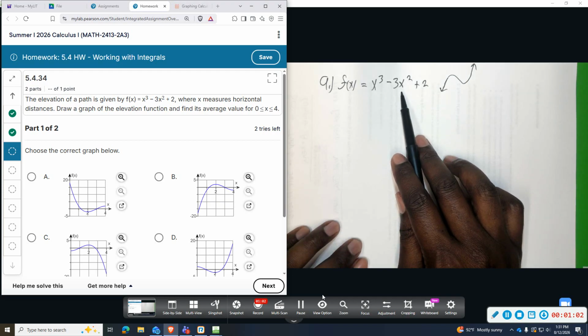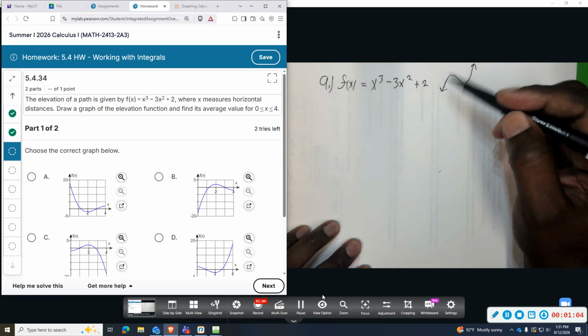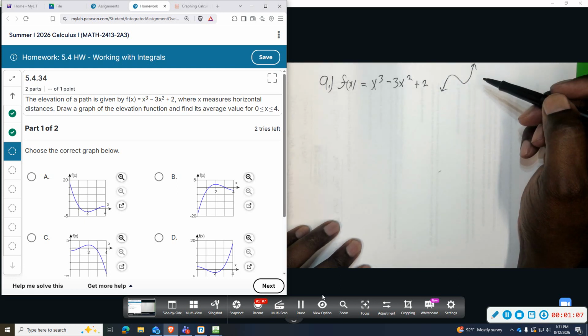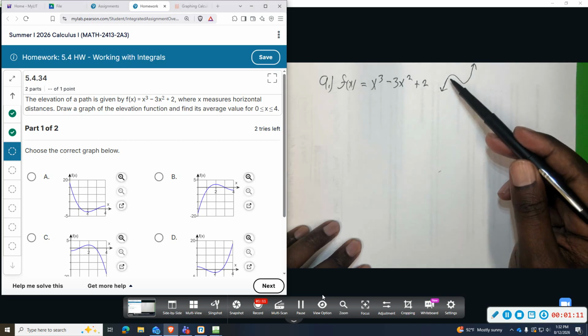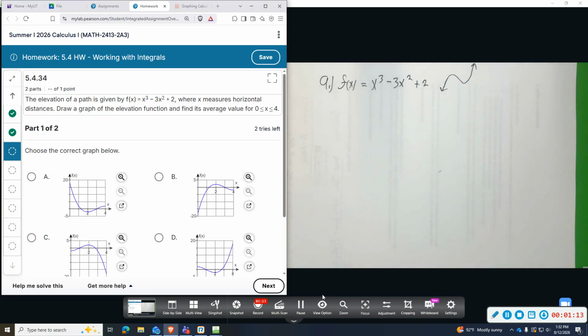We can plug in a couple, but just based on the shape, we do know that the left end point will be going down, and it looks like most of them match that setup, except I will get rid of A. It looks like it's coming from the top. B looks okay. I will get rid of C, and then D looks okay, as far as this is curving down and coming up.